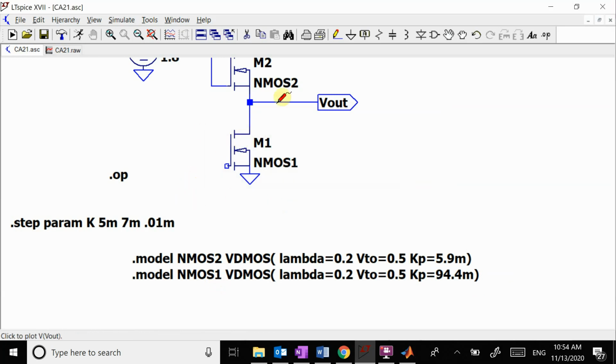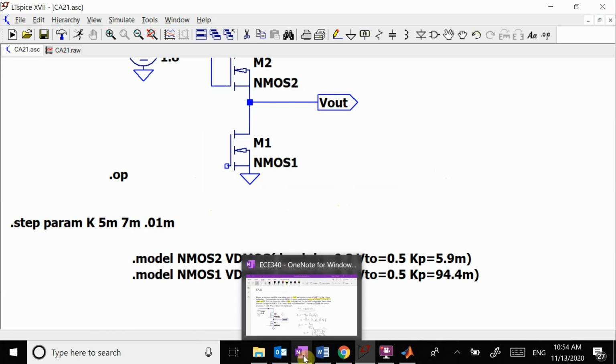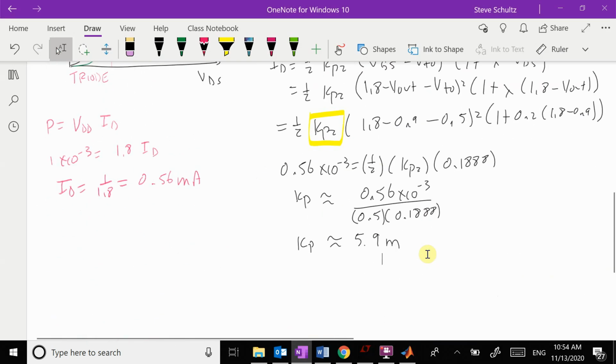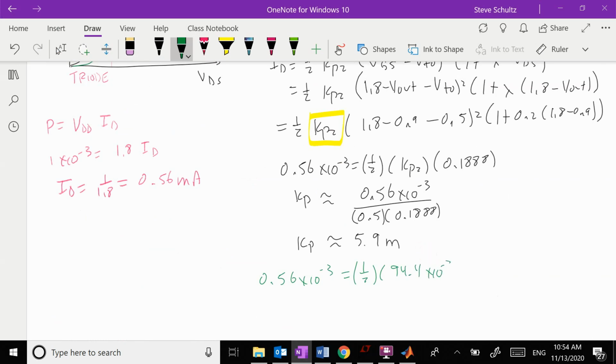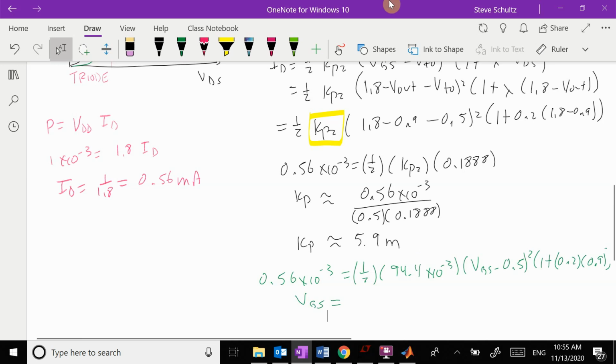Okay. And now we're trying to bias this to be at the right point. So we're going to put in our bias voltage. Let's go back to our equation and see what our approximate should be. Now we're going to do this same thing for our second MOSFET. So it should have the same current. Now the KP is going to be 94.4. And then we want VGS minus my threshold, which is 0.5, times 1 plus my lambda, which is 0.2, and I want my VDS to be 0.9. Okay, so then we're going to solve all of this for VGS to see about what it should be. So we get a VGS of about 0.6 volts.